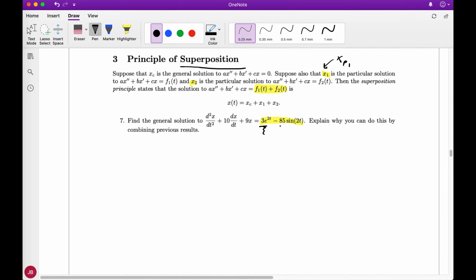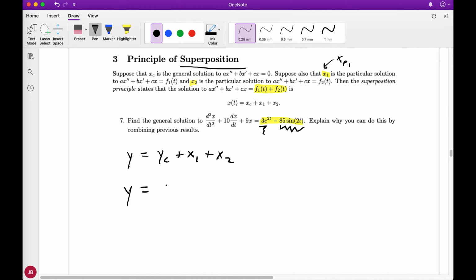Okay, so if you look back a few pages, if we have this differential equation now, we actually solved it for each of these individually, right? We had the 3e to the 2t, and I think we had like a 1 over 11 e to the 2t when we worked it out. And then here we had something with sines and cosines. So what that tells us is, if I just add those two from our previous work, then that's going to give me the solution to this new one.